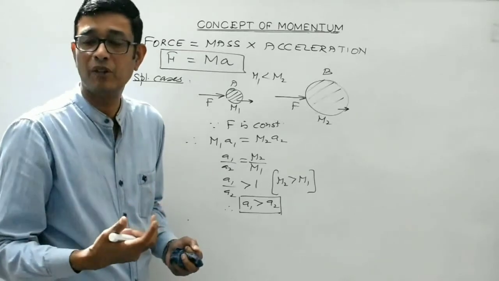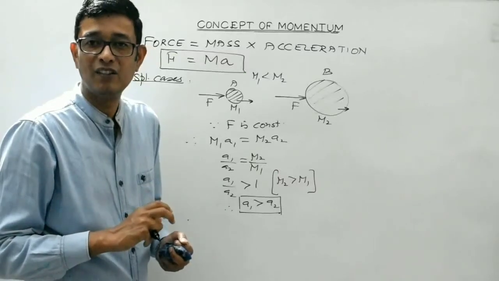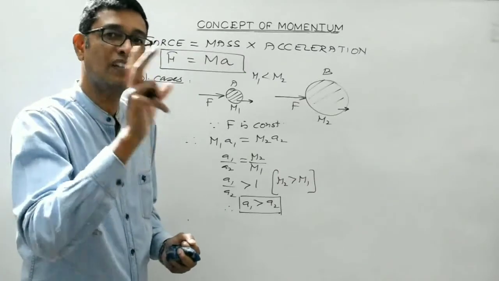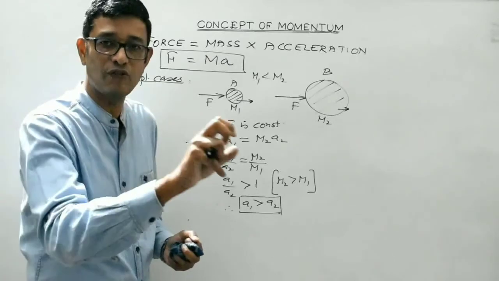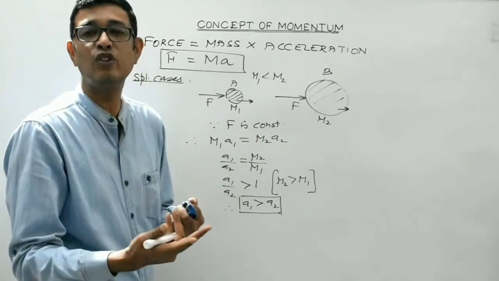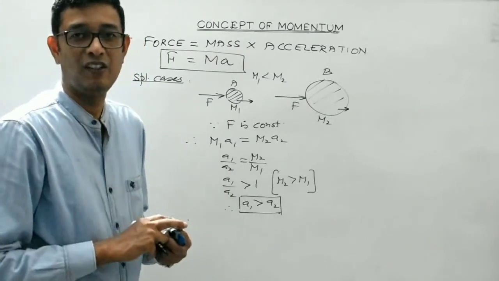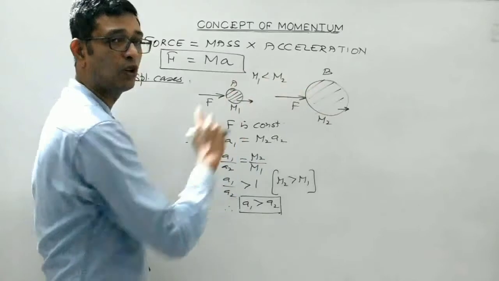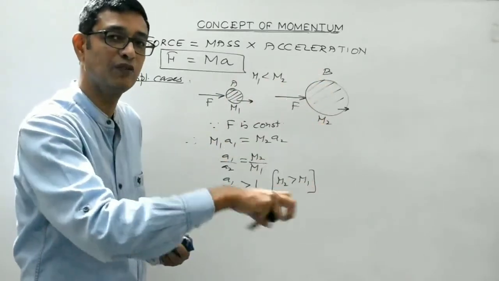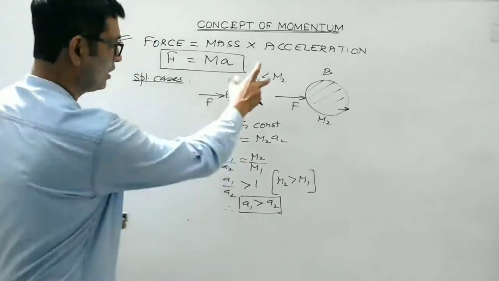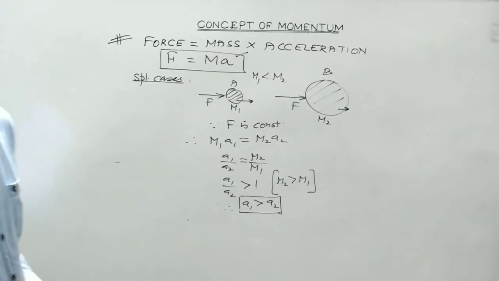The lighter body has a lesser amount of matter, so it will offer small resistance towards any change in its state. Therefore, on application of force, it will readily tend to change its state, or its speed. So on applying the same force on two different bodies, the lighter body will get more accelerated as compared to the heavier body. That's the first conclusion we can make from this particular equation.